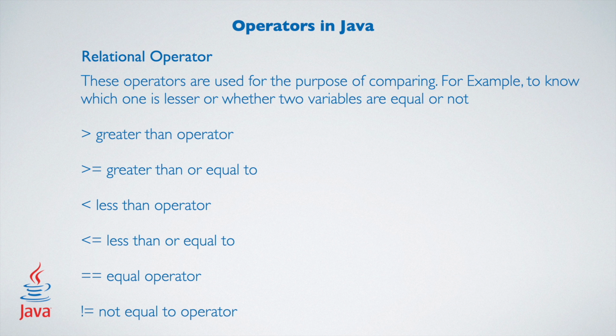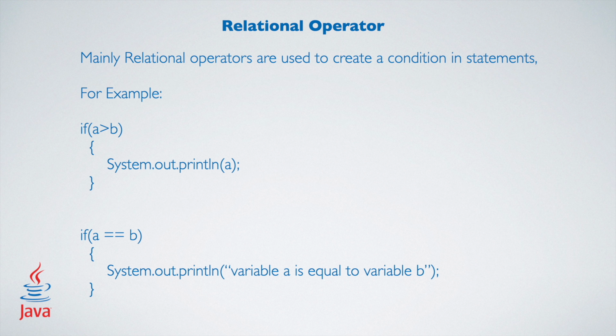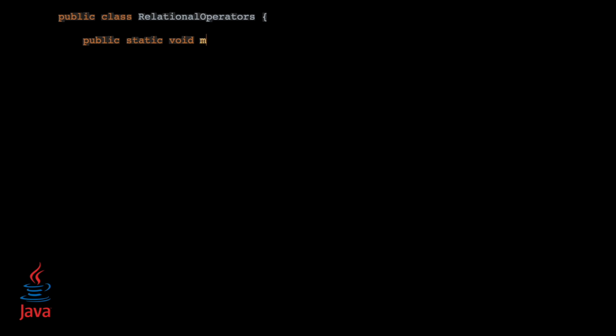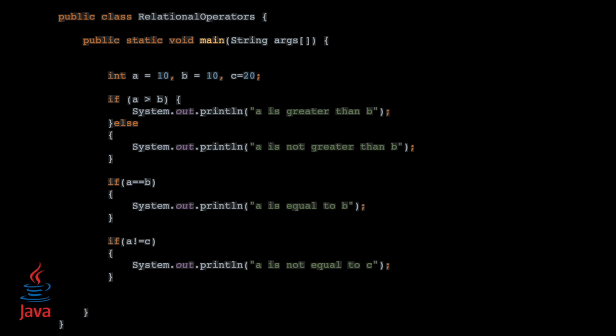Now relational operators are mainly used for creating conditional statements. For example, if A is equals to B, then do some task. If A not equals to B, then do some other task. Let us see a program for relational operators, and in this program I have not written all the relational operators. So this is your task. Just write a program for all the relational operators which I described in the previous slide.